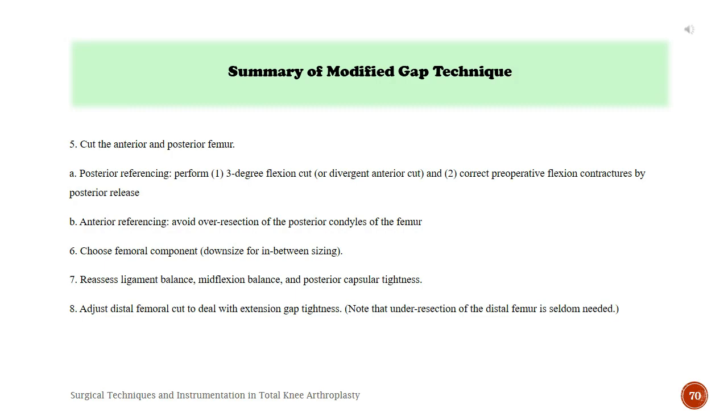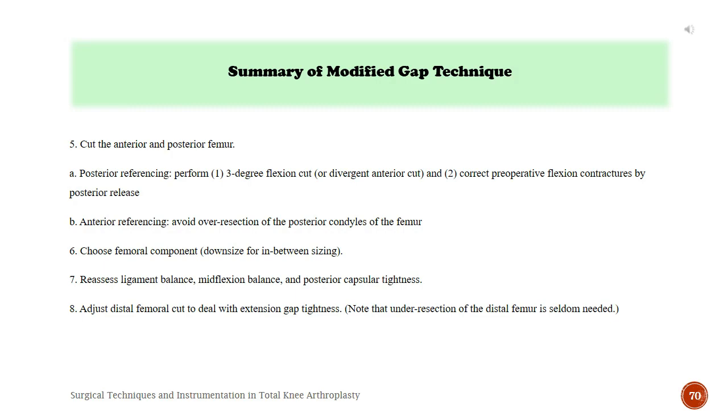A. Posterior referencing: perform 1. 3-degree flexion cut, or divergent anterior cut, and 2. Correct preoperative flexion contractures by posterior release. B. Anterior referencing: avoid over-resection of the posterior condyles of the femur. 6. Choose femoral component, downsize for in-between sizing.